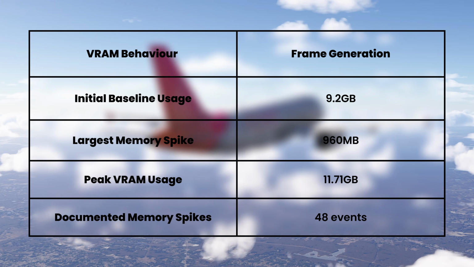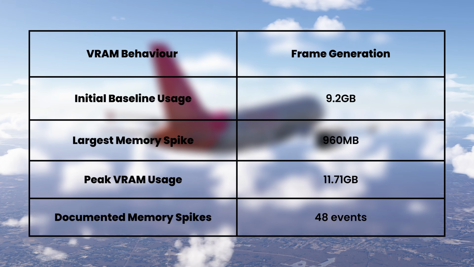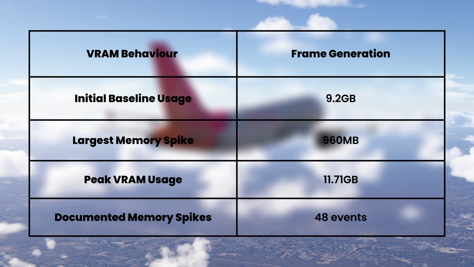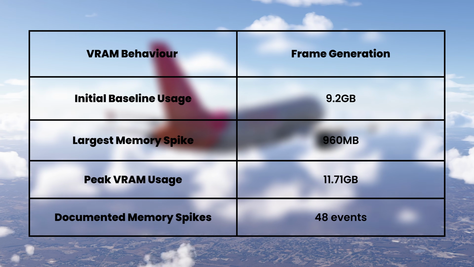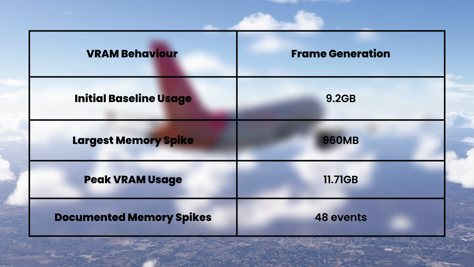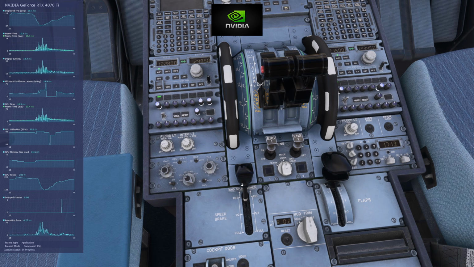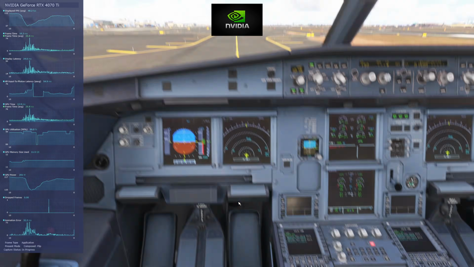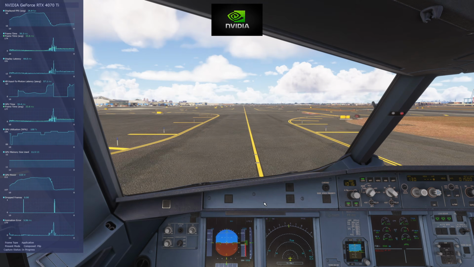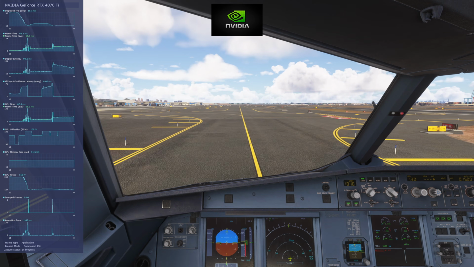Peak VRAM usage hit 11.71 GB, but we also documented 48 significant memory spikes throughout our test flight, with significant defined as sudden changes exceeding 100 MB within a single frame interval. And these spikes followed patterns that correlated with specific events. The most dramatic of these occurred when we transitioned to a saved camera position, where we recorded the largest spike of 960 MB, effectively requesting almost a gigabyte of VRAM instantaneously.